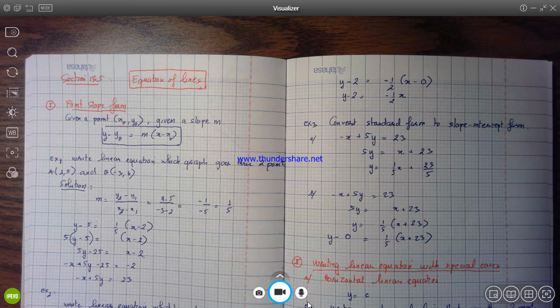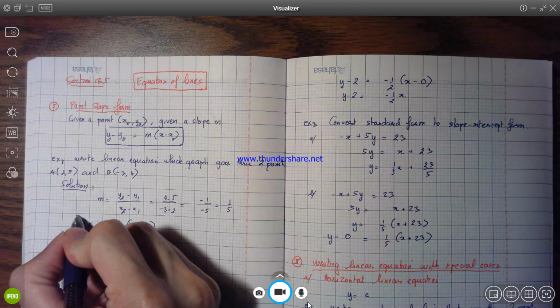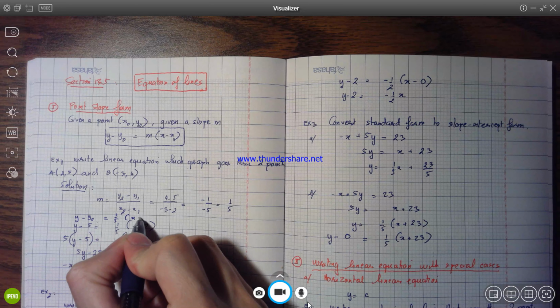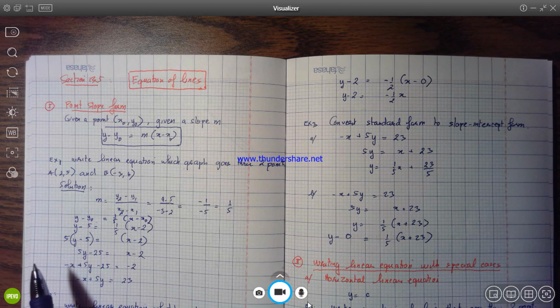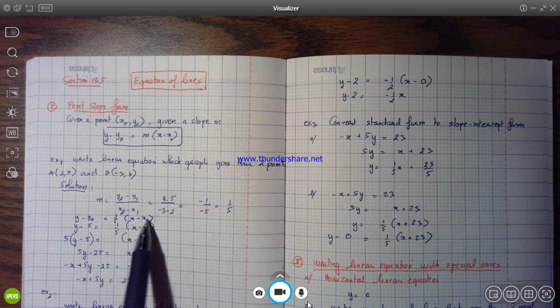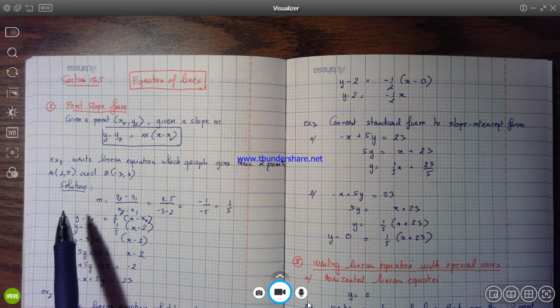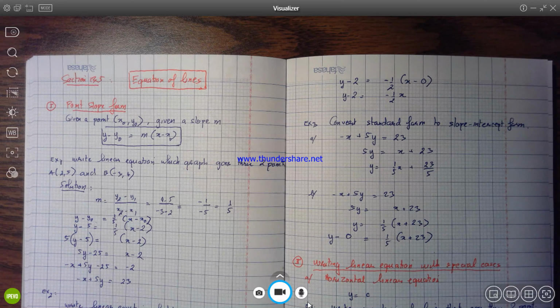So after we get the slope, we plug it into the equation. So we have y minus y0 equals 1/5 times (x minus x0). Then we plug in one of the points to replace x0 and y0. Over here, since they give you 2 points, you can use any point. I'm going to use point A. If you want to use point B, that's fine. It'll give you the same answer.